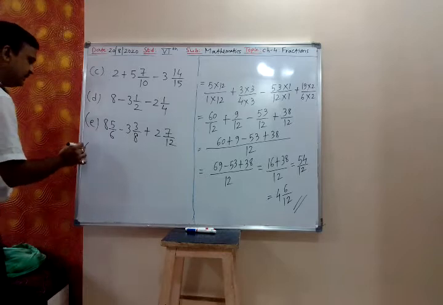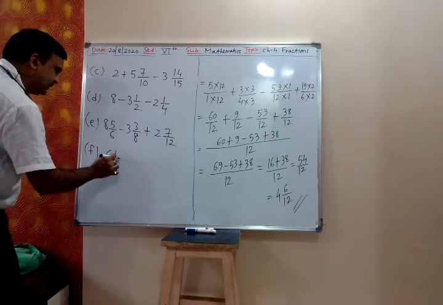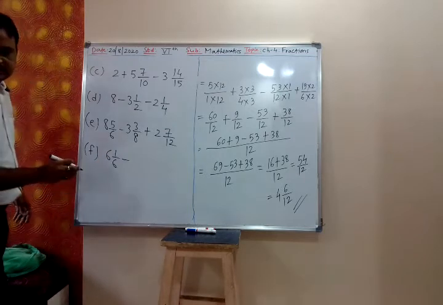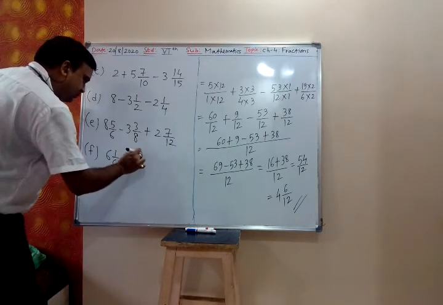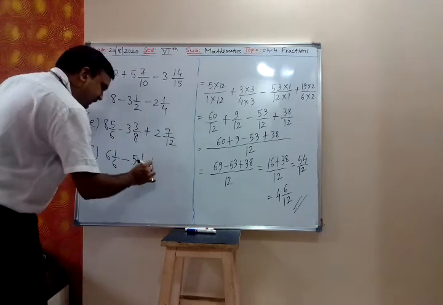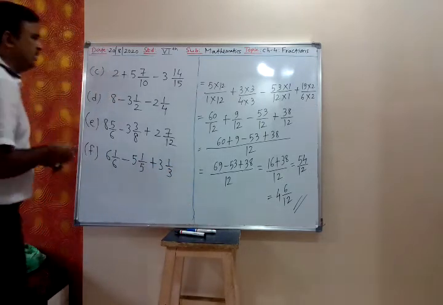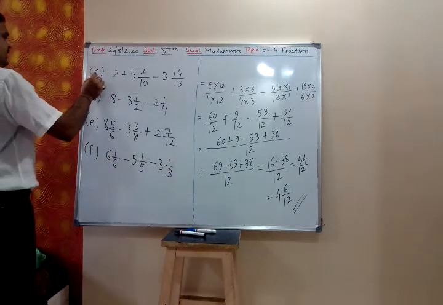Then F: 6 and 1 by 6 minus 5 and 1 by 5 plus 3 and 1 by 3. Now out of this, out of C, D, E, I am giving homework.